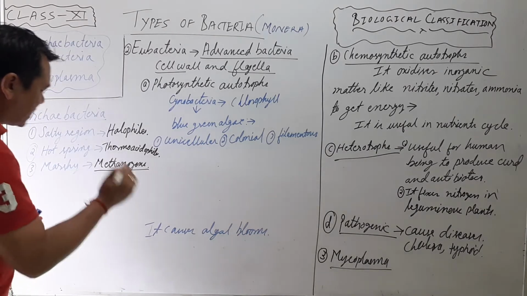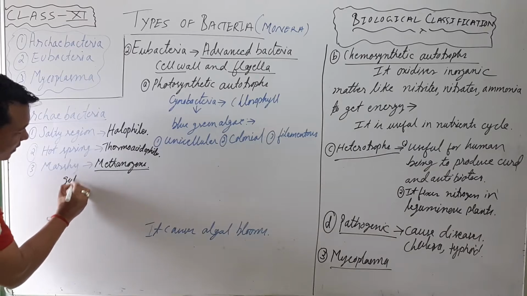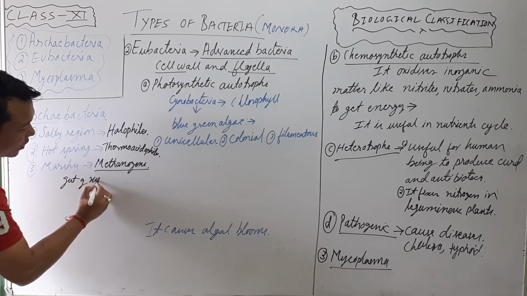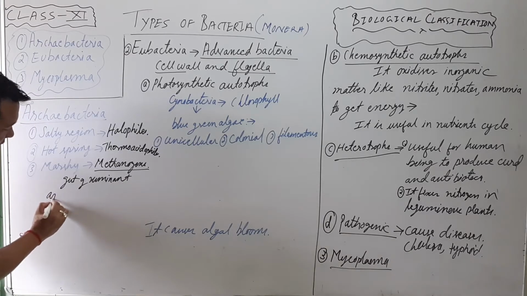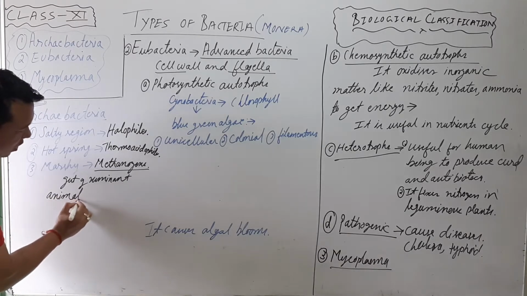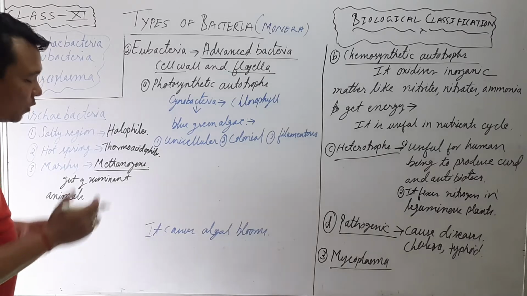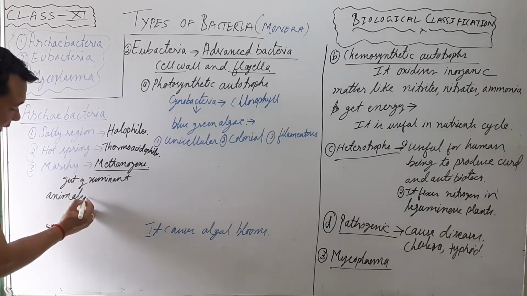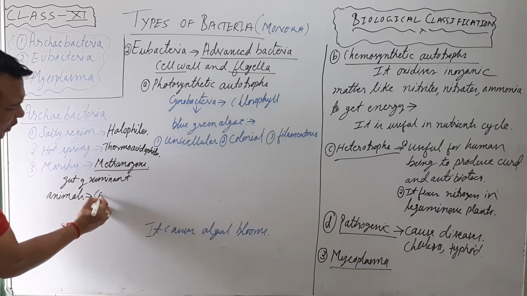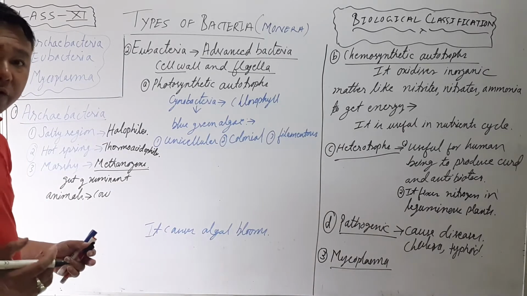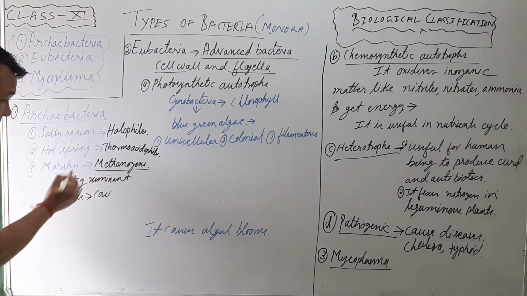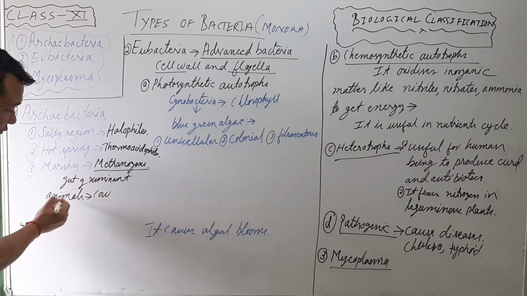These methanogens are present in the gut of ruminant animals, that is, herbivorous animals like cow, buffalo, etc. So these methanogens are present in the gut of ruminant animals.